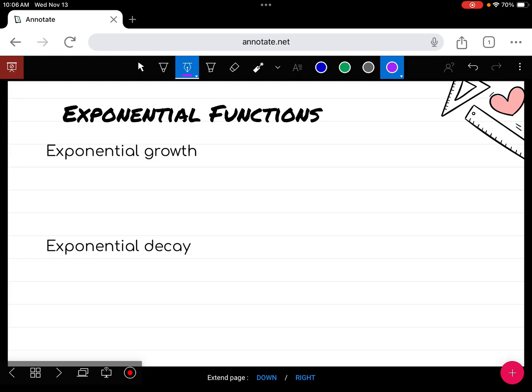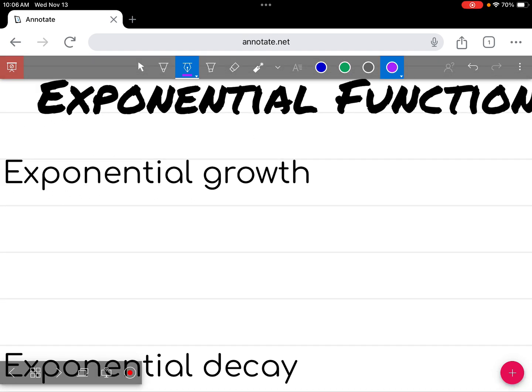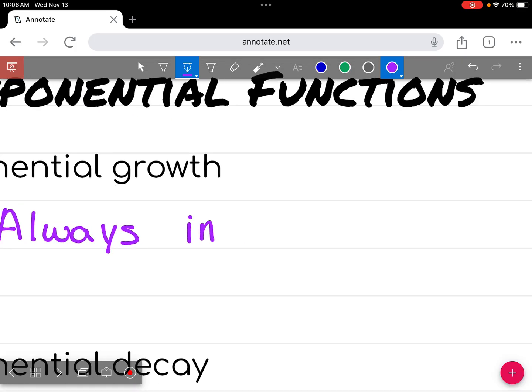Because there's a couple of special things about growth and a couple of special things about decay. Exponential growth is always increasing. Every single time it will be increasing, which means it is a one-to-one function. That was one of our things that we used to define a one-to-one function, is that it was always increasing.